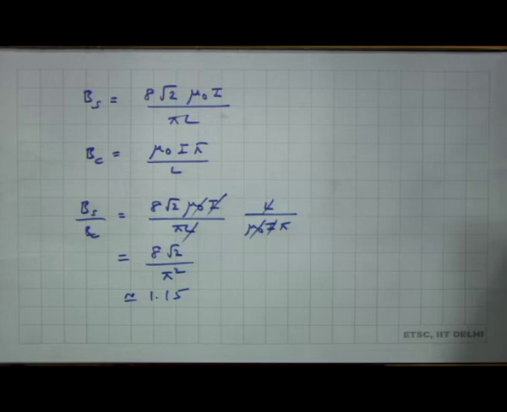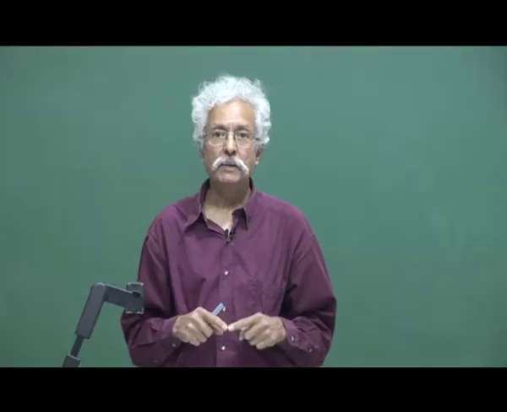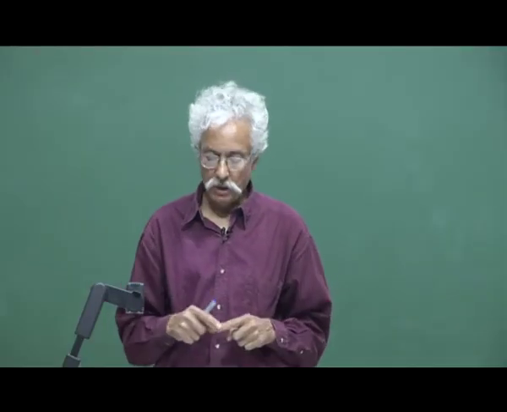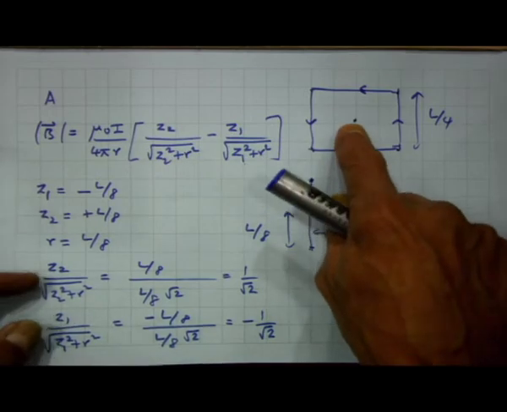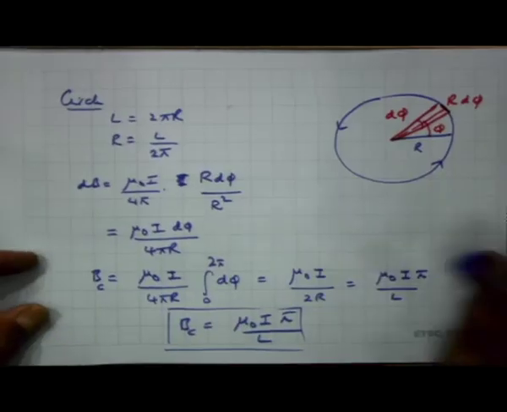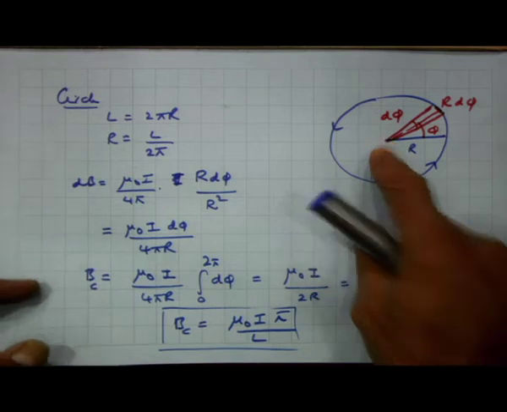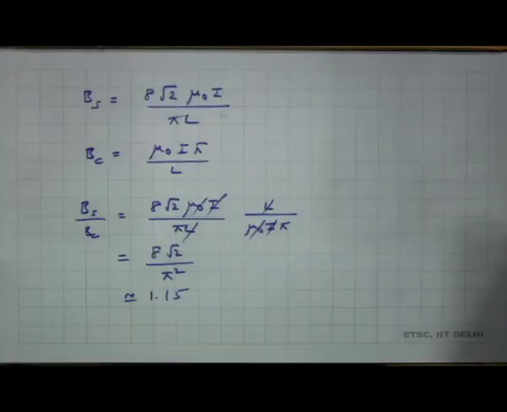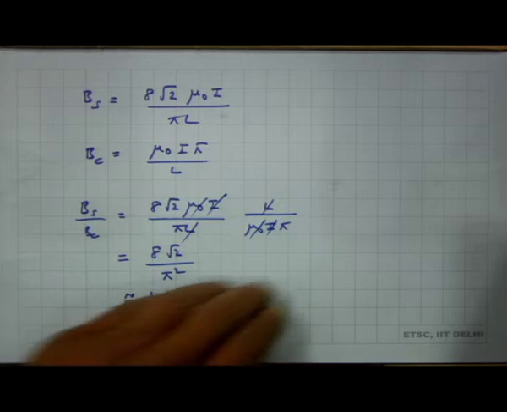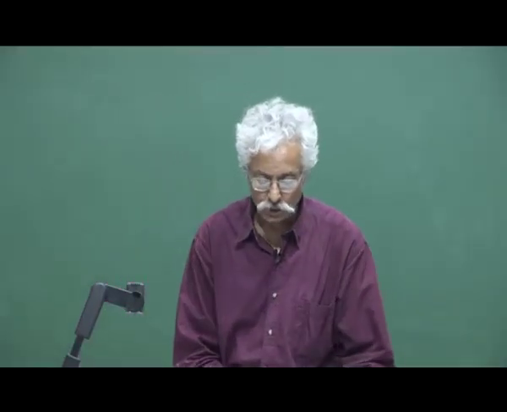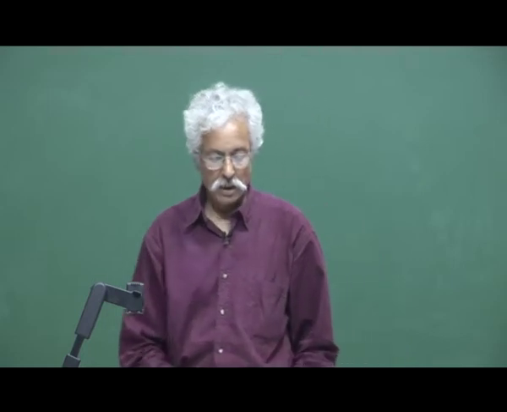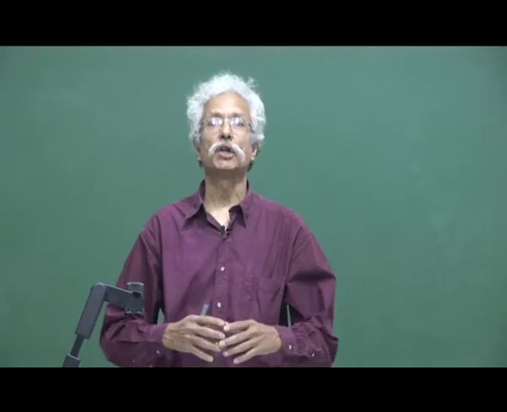So, if you take a certain length of wire and put it in the form of a square or in the form of a circle, the magnetic field at the center of the square will be larger by a factor of 1.15 compared to the magnetic field produced at the same point if the wire was bent into the form of a circle. So, you have seen here how to use the Biot-Savart law to calculate the magnetic field produced by a current element, and use that to calculate the magnetic field produced by wire structures consisting of multiple current elements.